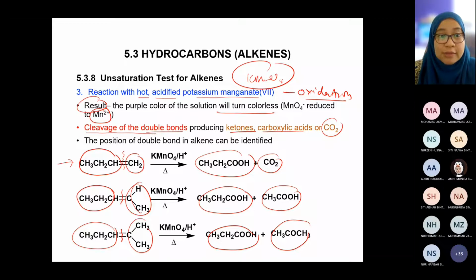Alright, so macam mana kita nak tahu? Okay, ini patutnya maintain lah. Tapi kenapa dia jadi carboxylic acid and then kenapa jadi CO2? Okay, dia depends. So I just want to highlight on the cleavage of the double bond. Basically, the cleavage of the double bond of alkene will produce two products. And these are the conditions that you have to take note.